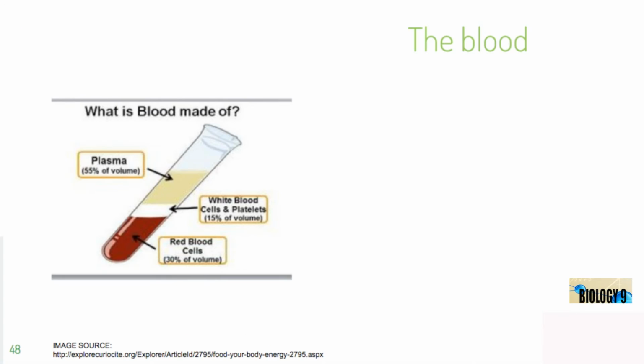The blood. What is it made up of? Well, it's mostly made out of this stuff called plasma. It's this yellow strawish coloured liquid. You've got white blood cells, which we're going to go into quite a bit more detail about in the next unit, and red blood cells, which we've already talked about quite a bit.